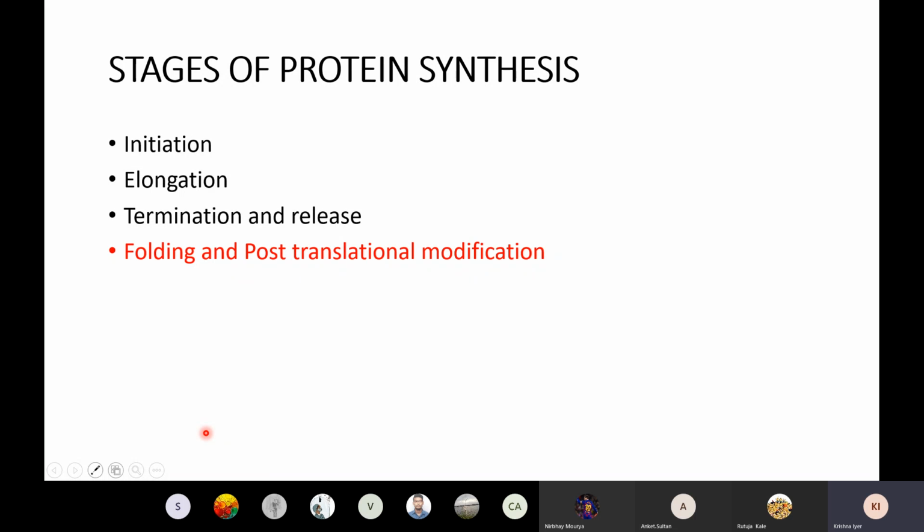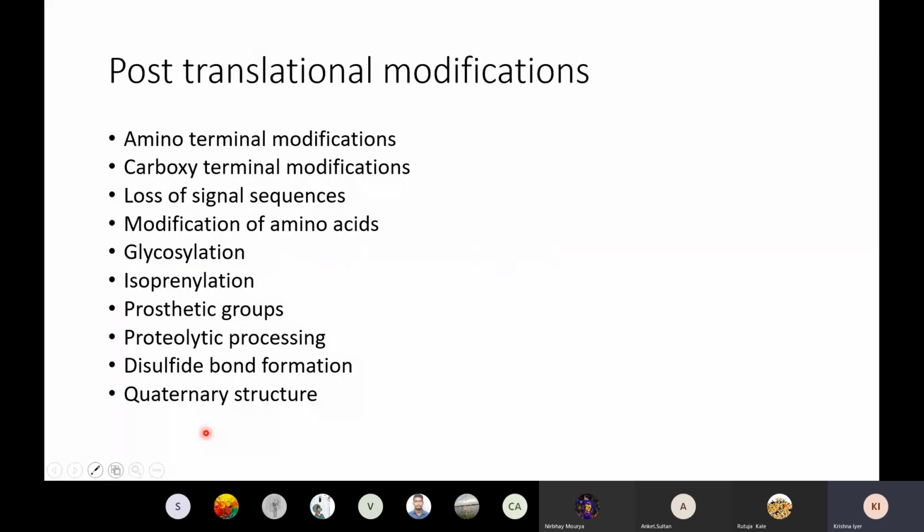But what are these changes that are observed after the protein is released from the ribosome, which we call post-translational modification? The reason they are called post-translational modification is because all of these changes that we are going to talk about occur after the protein is released from the ribosome and before it does its functions. So here is a list of them.